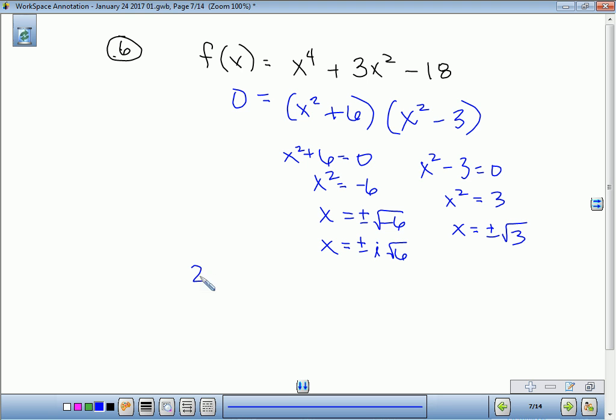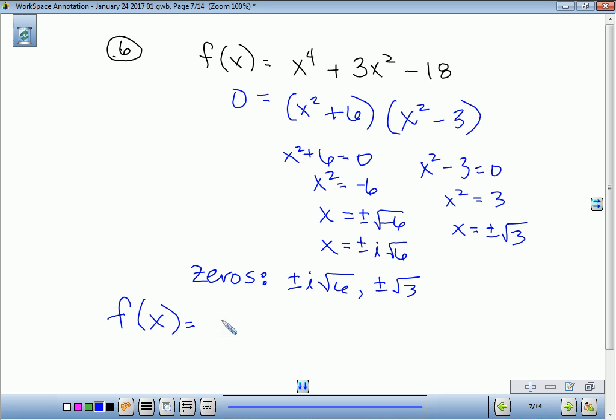So, my zeros. If I'm listing all of them, it would be plus or minus i root 6, and then plus or minus root 3. So we have 2 irrationals and 2 imaginaries. I bet some of you just go home and Google this to figure out how it affects the graph.